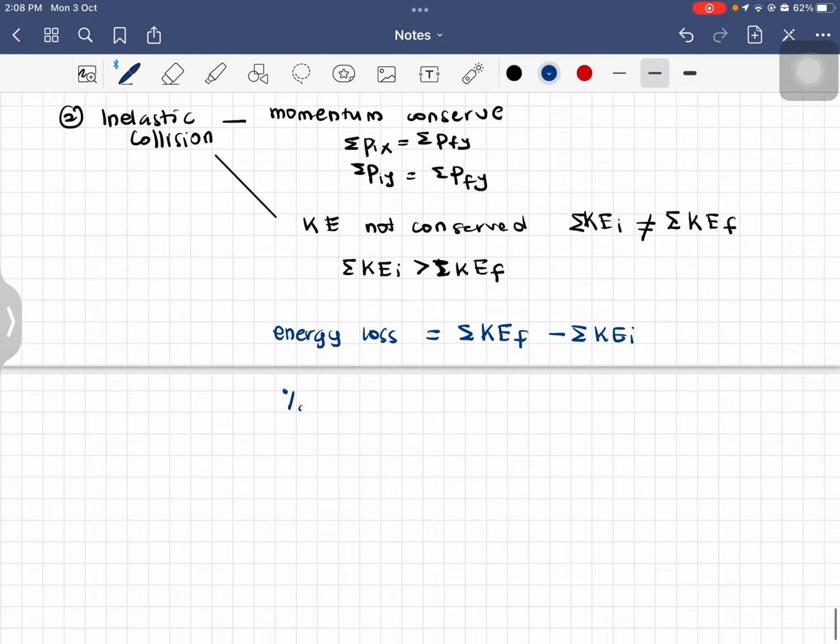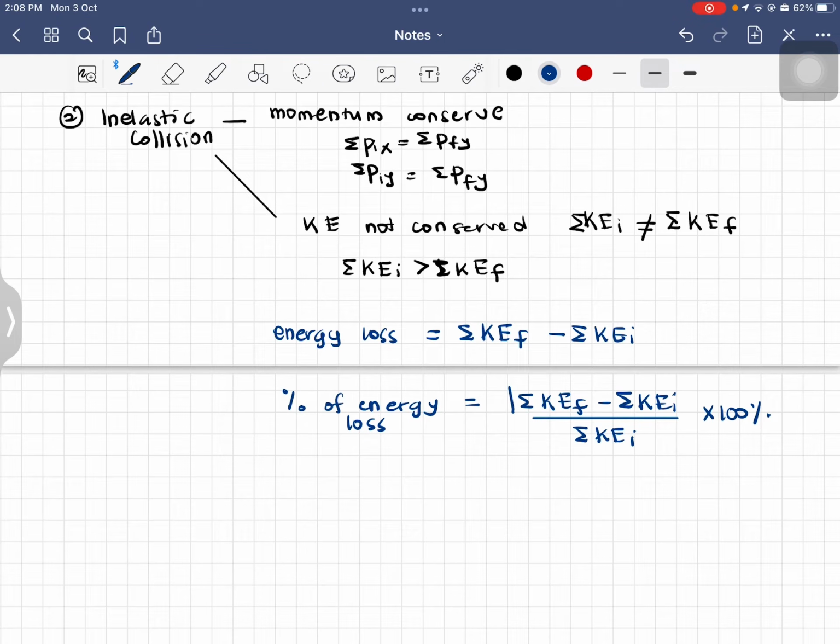If it asks for the percentage of energy loss, you just take the summation of kinetic energy final, minus the summation of kinetic energy initial, divided by the summation of kinetic energy initial. We divide by the original, multiply by 100. Yes, you will get negative. But you can put modulus here, to get it positive. So this is the percentage of energy loss.